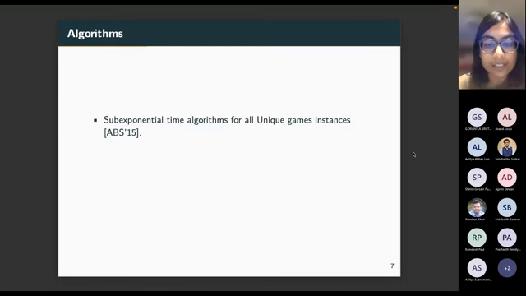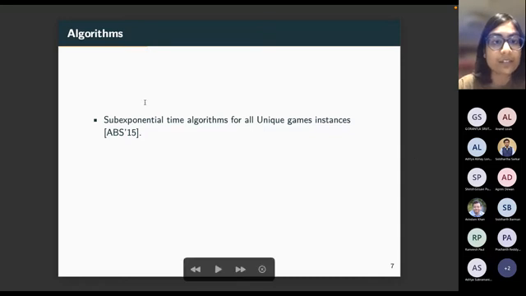So just recalling that for 3-SAT, it's a conjecture that it does not have any algorithms that beat brute force. So you cannot solve it in 2 to the little o of n time. Whereas here we have sub-exponential time algorithms.